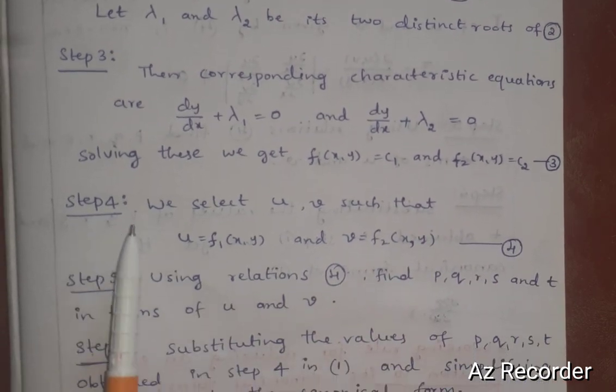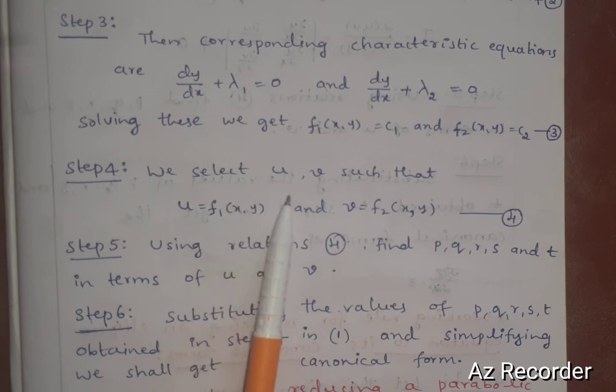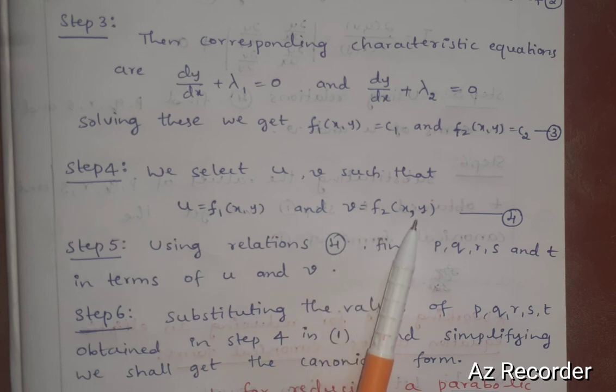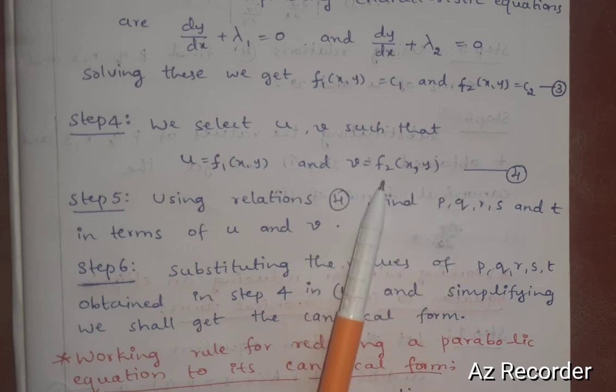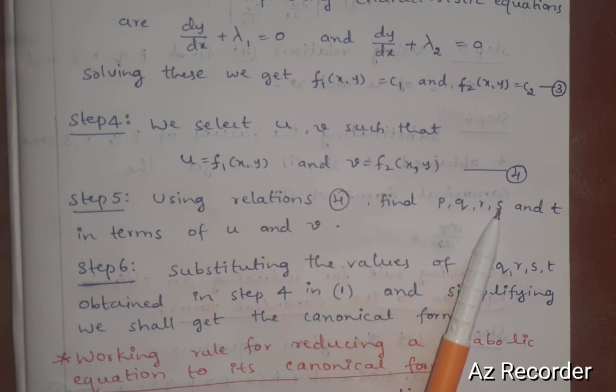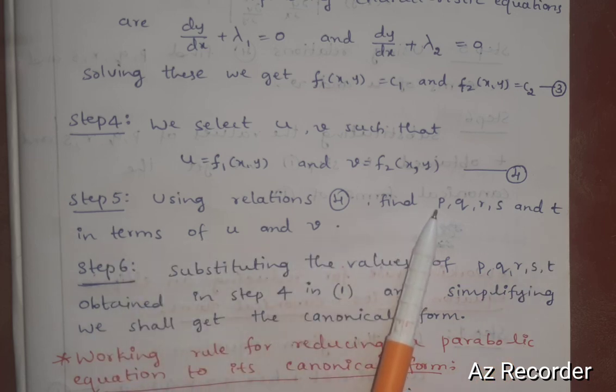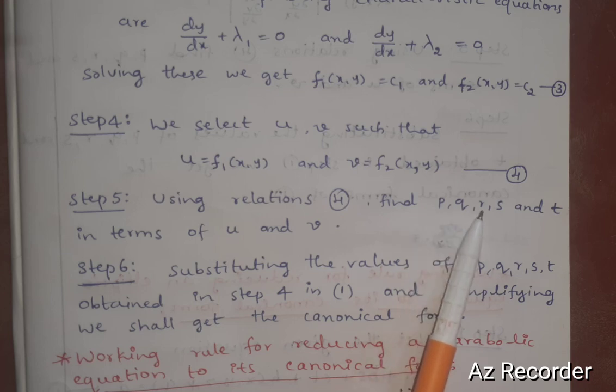Next, step 4. We select u and v such that u = f1(x,y) and v = f2(x,y). Step 5. Using the relations for u and v, we can find p, q, r, s and t in terms of u and v. Here p is zx, q is zy, r is zxx, s is zxy and t is zyy.